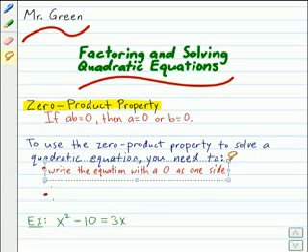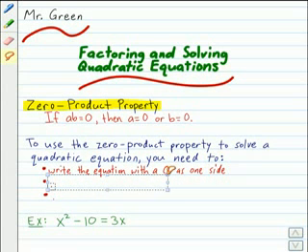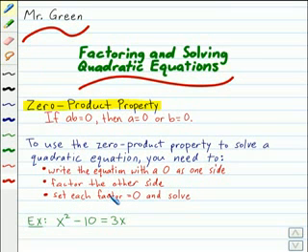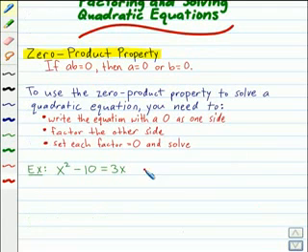First, you need to make sure you write the equation with a 0 as one side. Then you need to factor the other side of the equation. And finally, set each factor equal to 0 and solve. Let's work through a couple examples together.